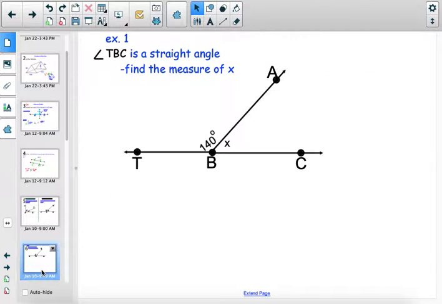Alright. Example 1. Trying to find the measure of x if you know that angle TBA is 140.